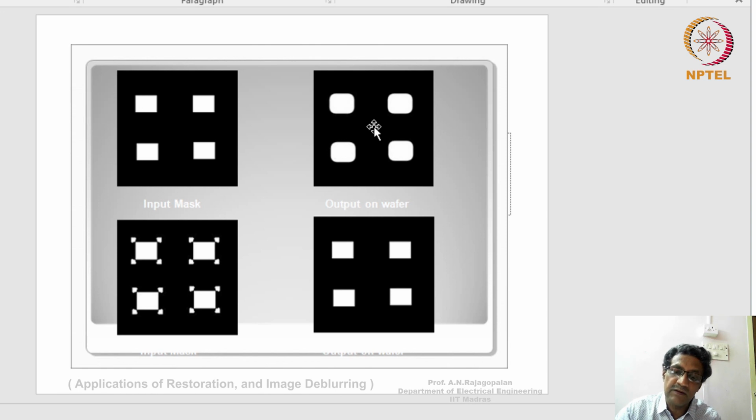Therefore, one would like to ask, what should the mask be like so that the output looks as sharp as this? If you solve this as an inverse problem, it turns out that the mask ought to be like this, which is not at all easy to imagine.